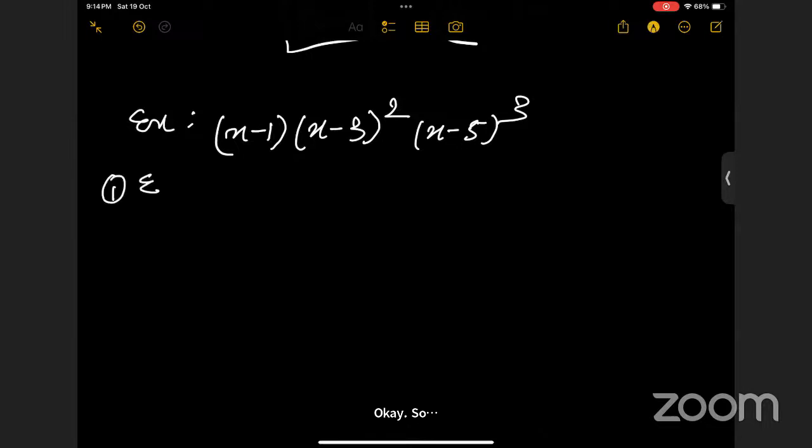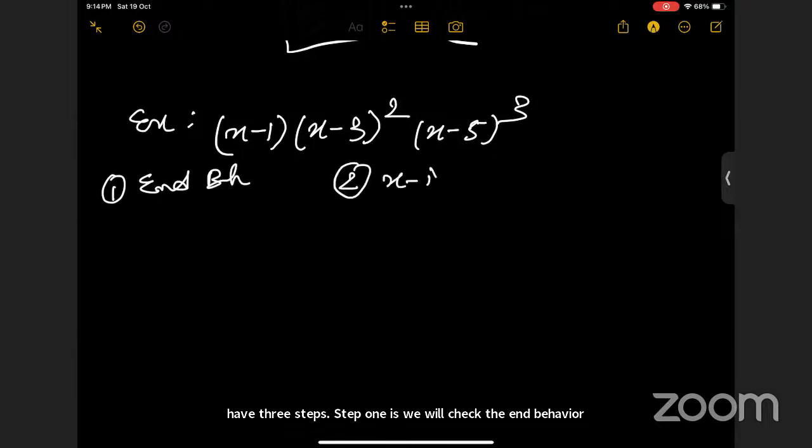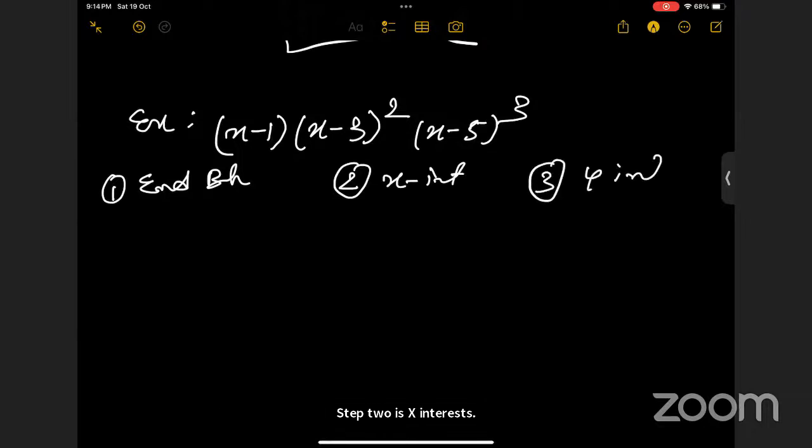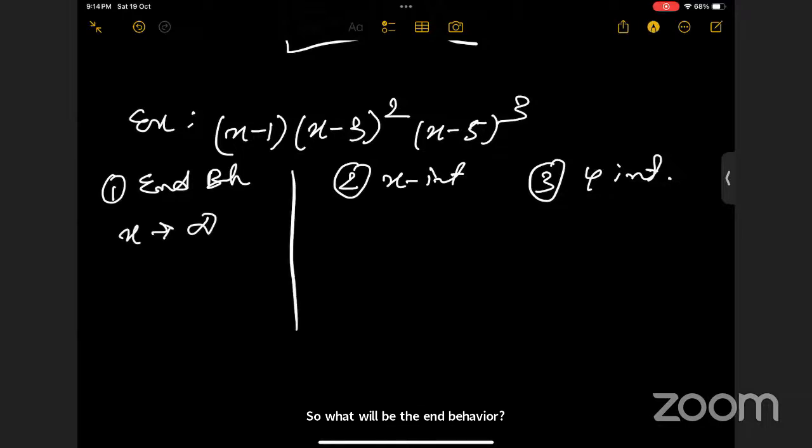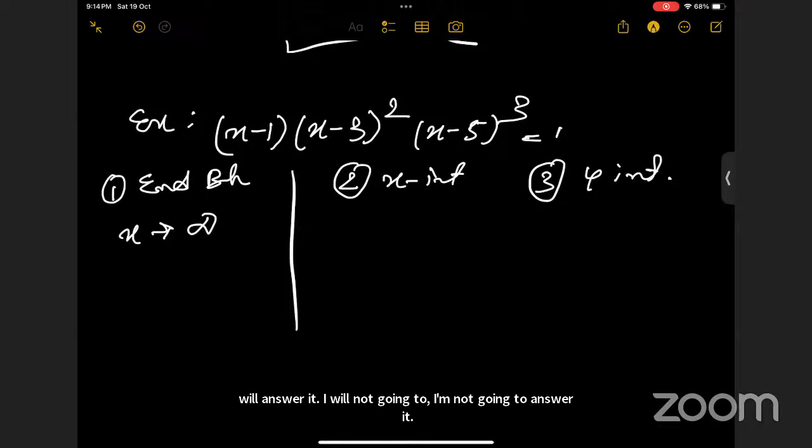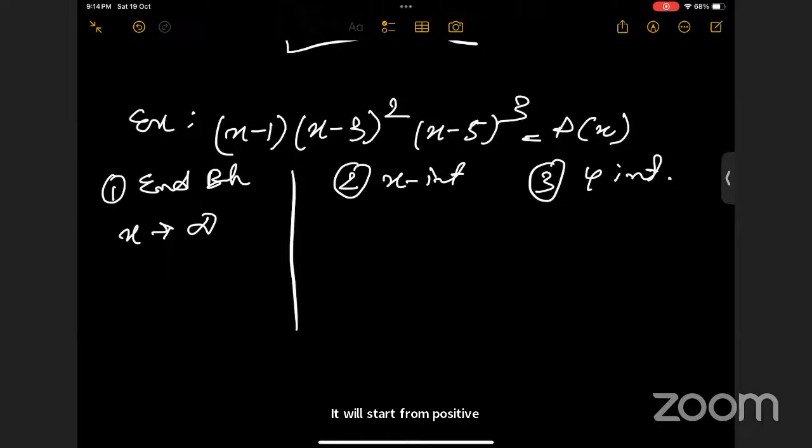Step 1 is we will check the end behavior. Step 2 is the x-intercept. And step 3 is the y-intercept. Okay, so what will be the end behavior? You will answer it, I'm not going to answer. So it will start from positive, ma'am. Positive infinity for x tending to plus infinity.